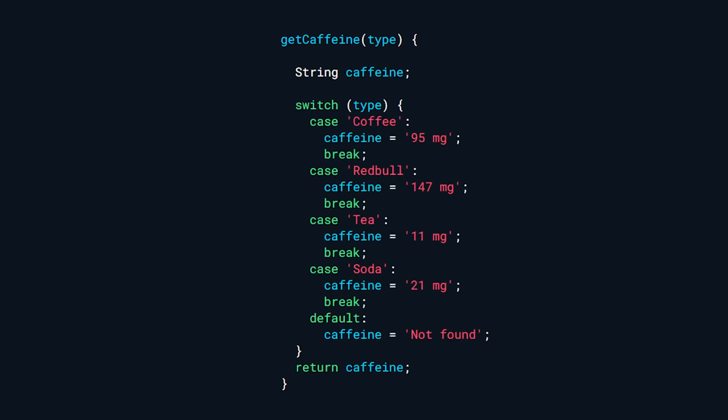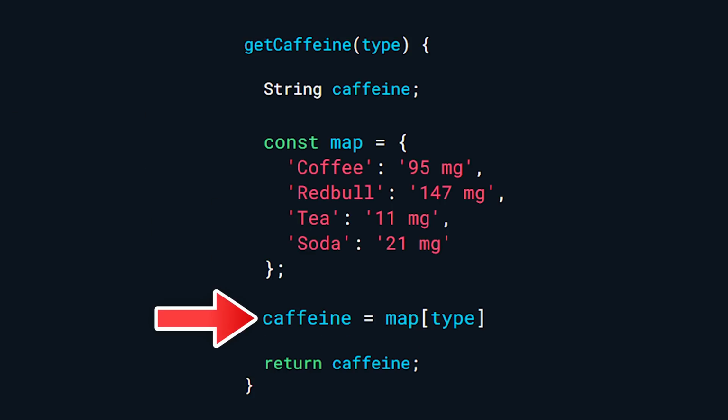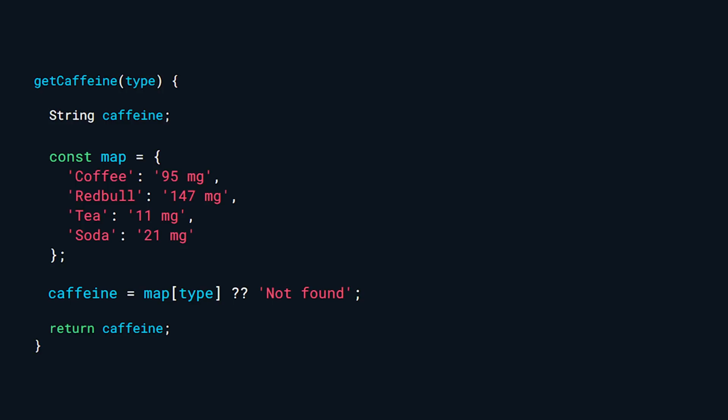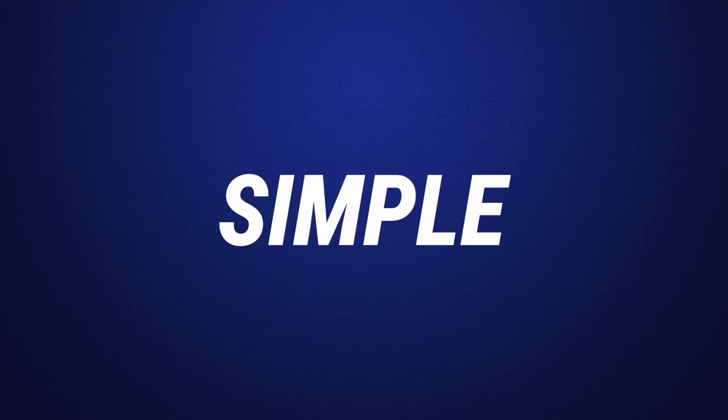First, we will take all the cases and put them inside a map. After this, you can say caffeine is equal to the map of the type. Make sure to add a default value. So now if we try to print getCaffeine with the type Red Bull or random, this will return the same value as the switch statement. The code is now cleaner and easier to understand.